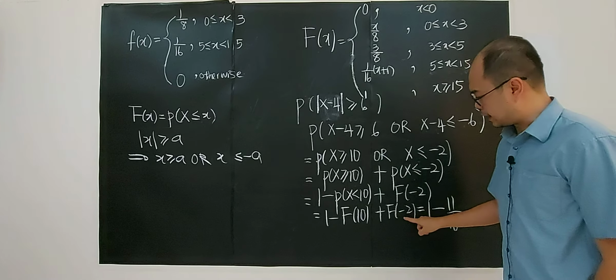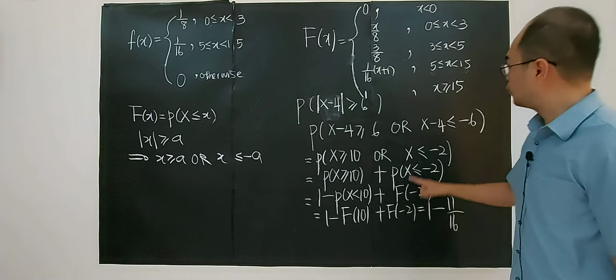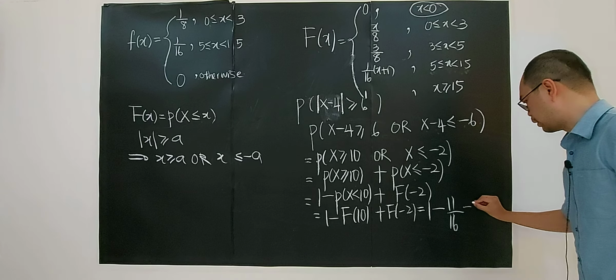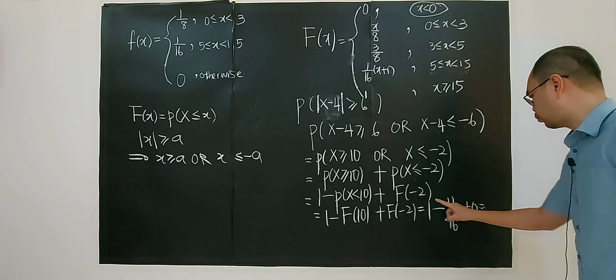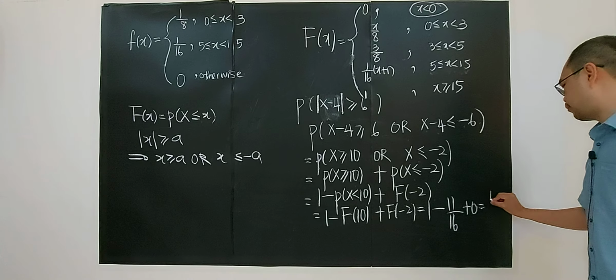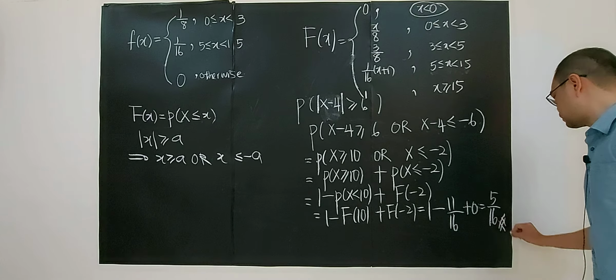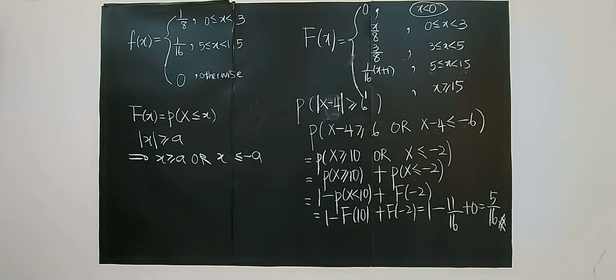But F(negative 2): negative 2 is less than 0. When X is less than 0, F(x) will be 0, so you add 0. Then 1 minus 11 over 16 is 16 minus 11, which gives 5 over 16. So this is the probability, by using the concept of the basic definition here.